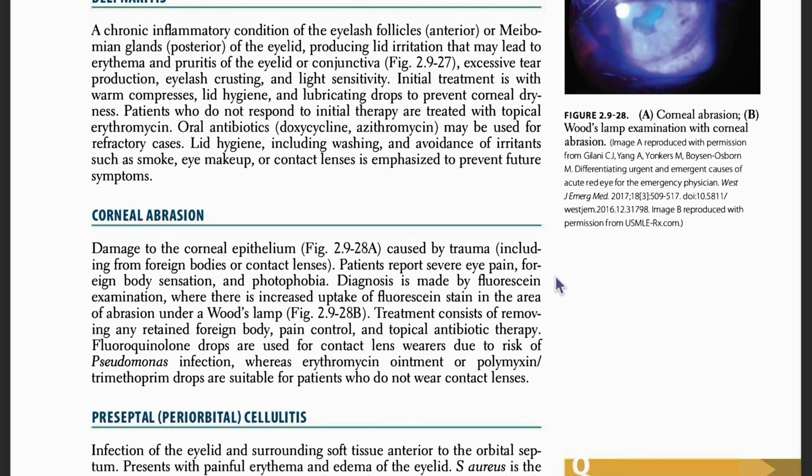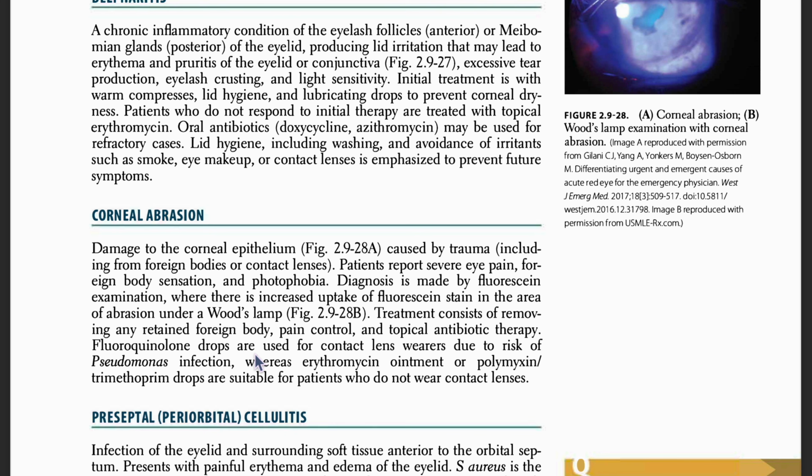Patients report severe eye pain, foreign body sensation, and photophobia. Diagnosis is made by fluorescein examination, where there is increased uptake of fluorescent stain in the area of abrasion under a Wood lamp. Treatment consists of removing any retained foreign body, pain control, and topical antibiotic therapy.